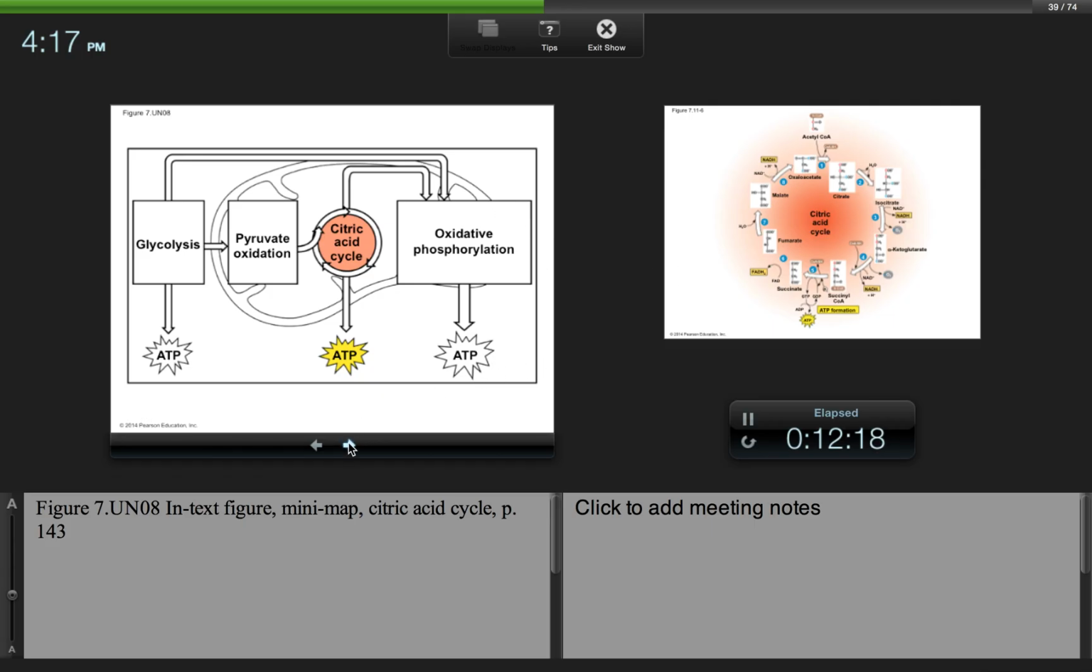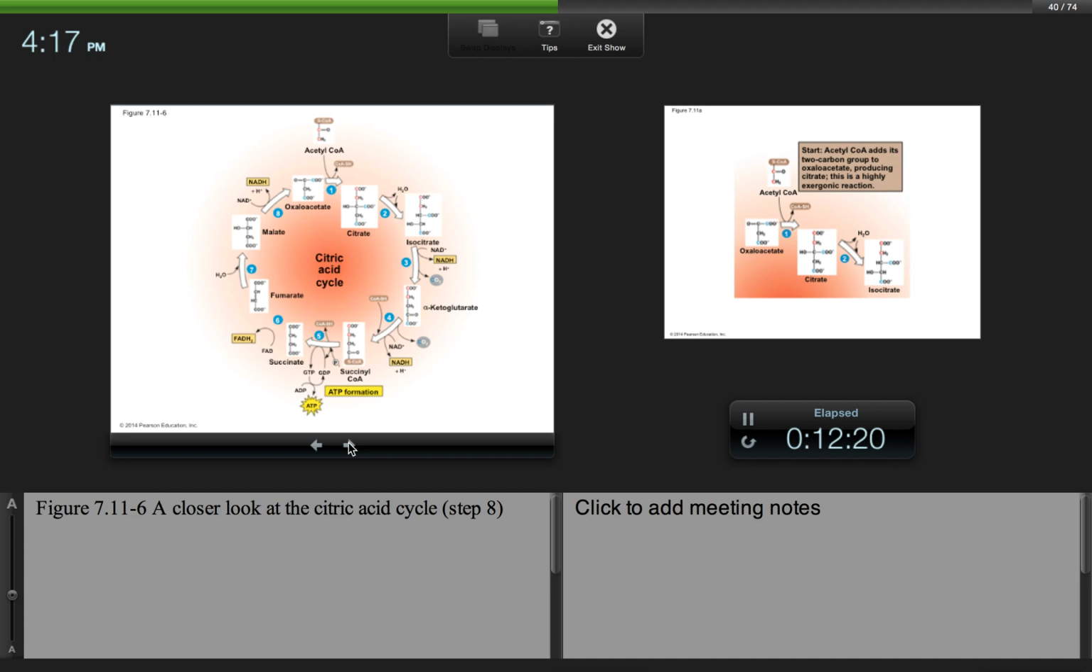Okay. And then again, here is the cycle. Don't memorize this, but you should be able to analyze it.